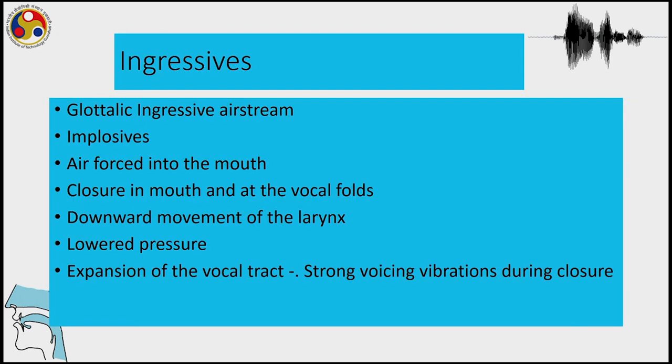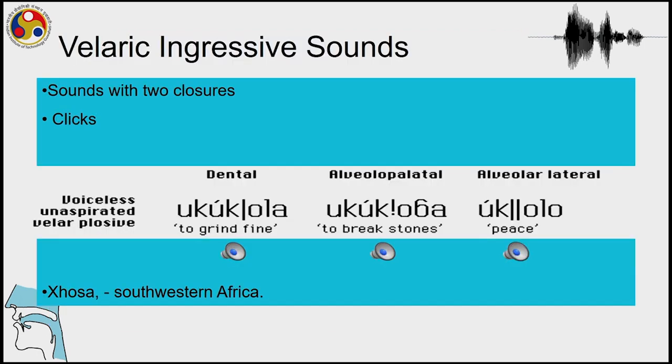So air rushes into the mouth, the glottis is lowered, and the larynx is lowered, causing a lowered pressure. And as a result, there's some expansion of the vocal tract, leading to strong vibrations. This is how the glottalic ingressive airstream, which results in implosives, is produced.